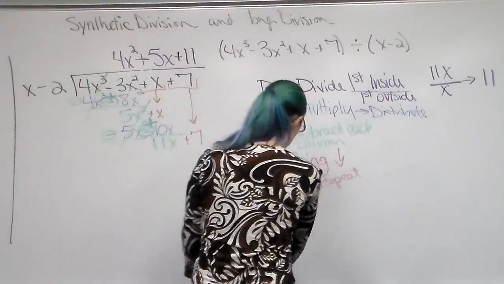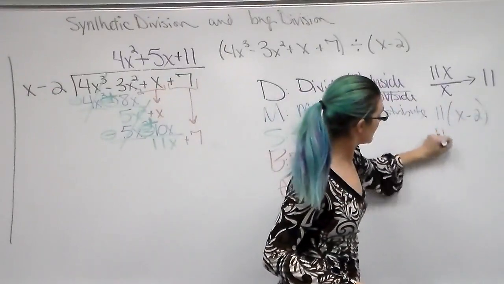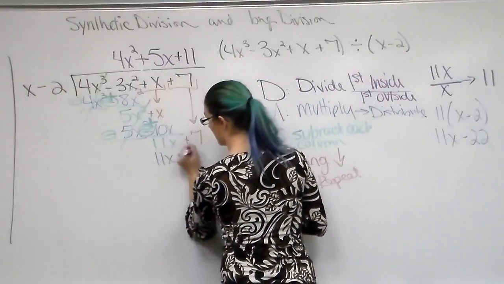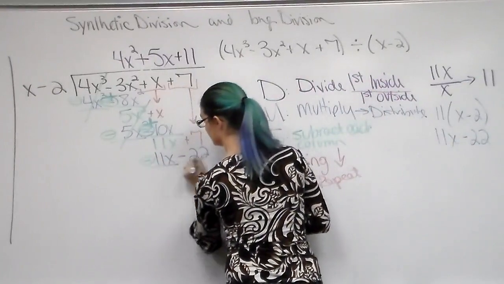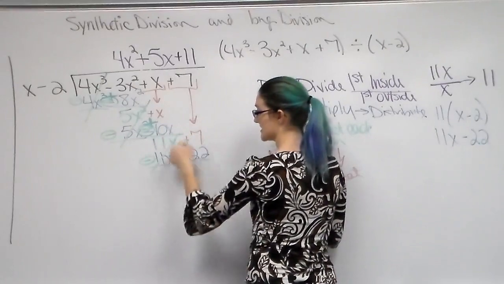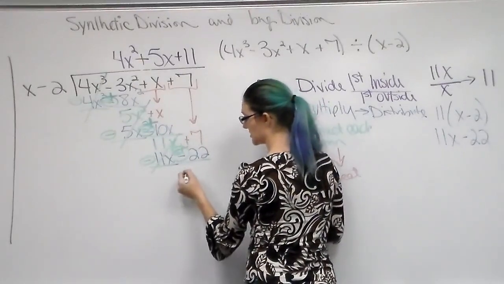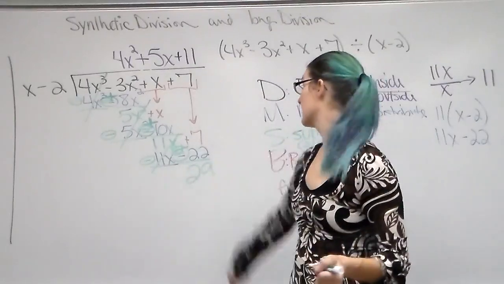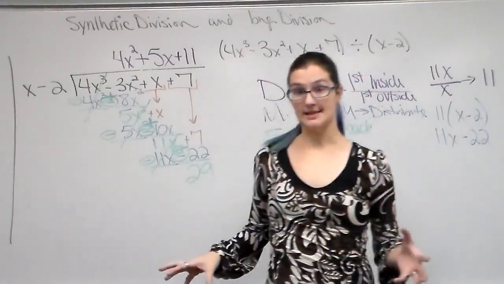11, we're going to multiply. 11 times x minus 2, that's 11x minus 22. That goes at the bottom. Subtract each column. 11x minus 11x. 7 minus a negative 22, double negative. 7 plus 22 is 29. Can we bring down? No. So at this moment, we are done with the long division process.